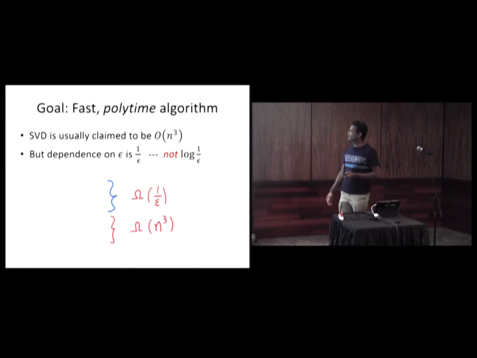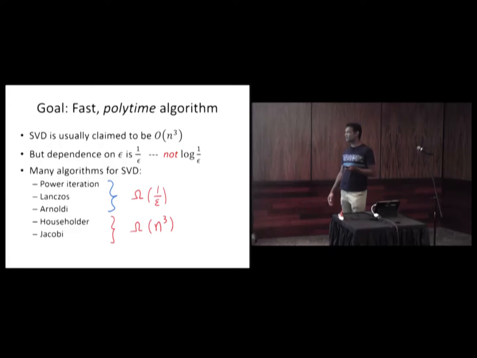That's the most standard implementations and methods. There are many algorithms for SVD. And either they are polynomial in 1 over epsilon and therefore not polytime algorithms, or their complexity is at least n cubed.